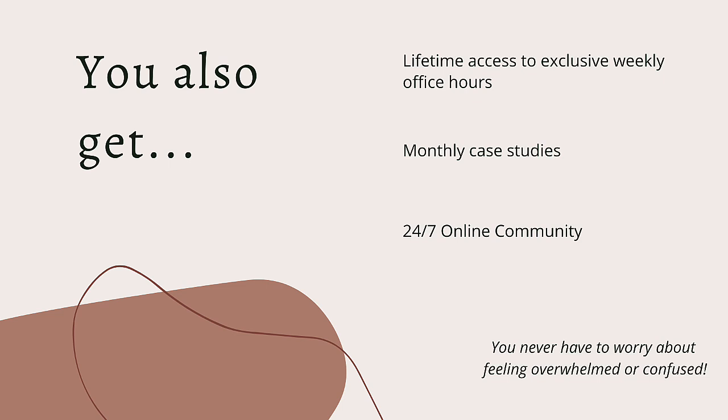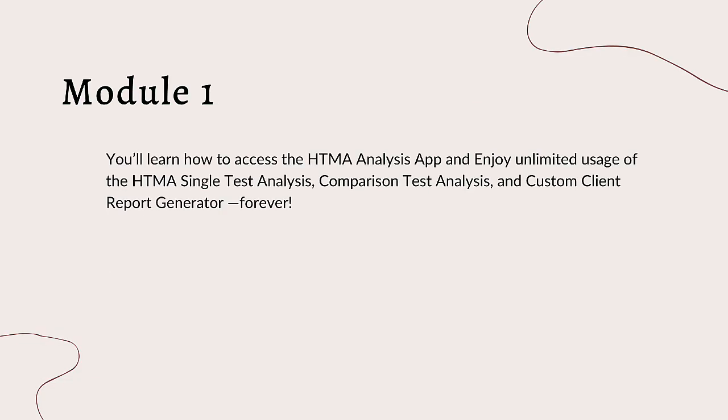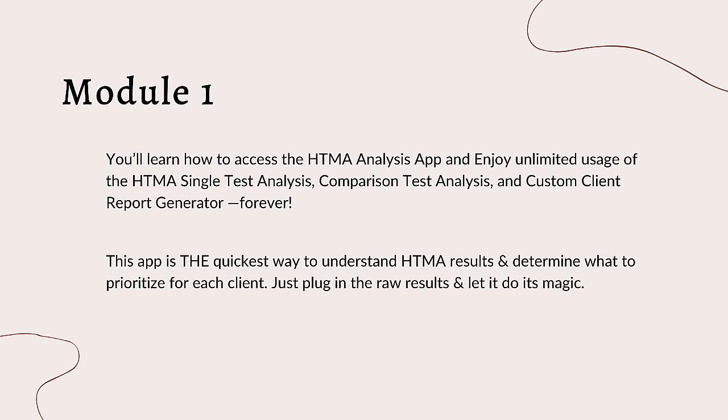Let's break down the course even further so you can see exactly what you're getting. The base course is 8 modules in total. In Module 1, you'll learn how to access the HTMA analysis app and enjoy unlimited usage, analyzing single tests, comparing multiple tests side by side, and a custom client report generator that makes an editable Google document. The app is the quickest way to understand HTMA results and determine what to prioritize for each client. You just plug in the raw results and let it do its magic.